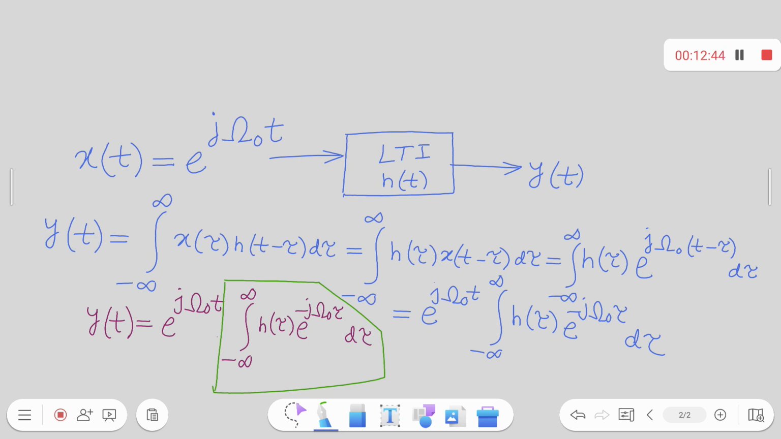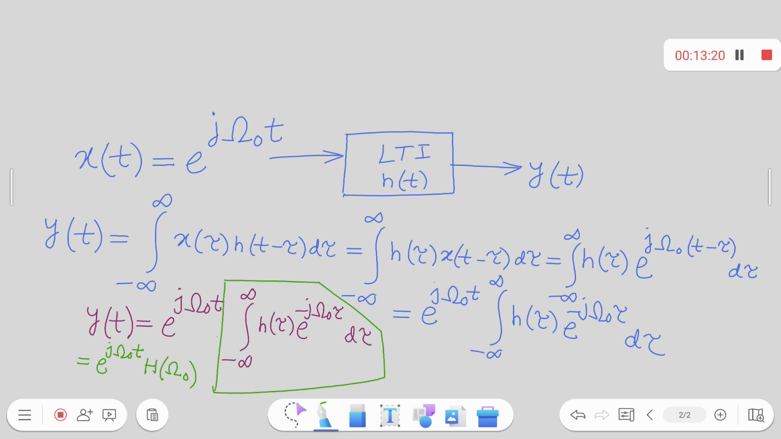So what I can write is this y of t as e to the power j omega naught t multiplied with H of omega naught, something like that. Capital H of omega naught, which is given by minus to plus infinity small h of tau e to the power minus j omega naught tau d tau. The integration is a function of omega naught, because if you change omega naught, it's having different integration value, because you have considered all values of tau from minus to plus infinity, all possible values of tau.